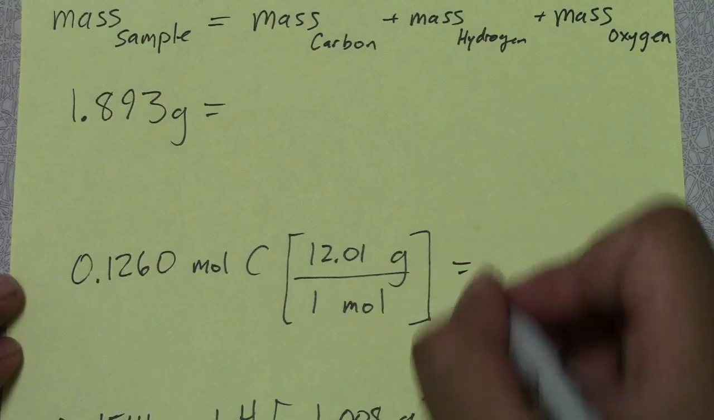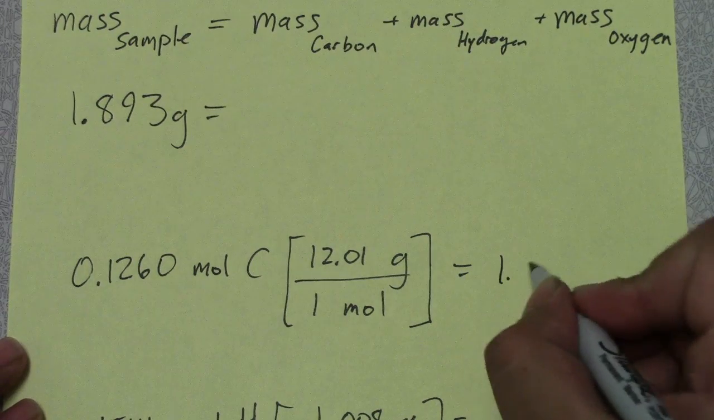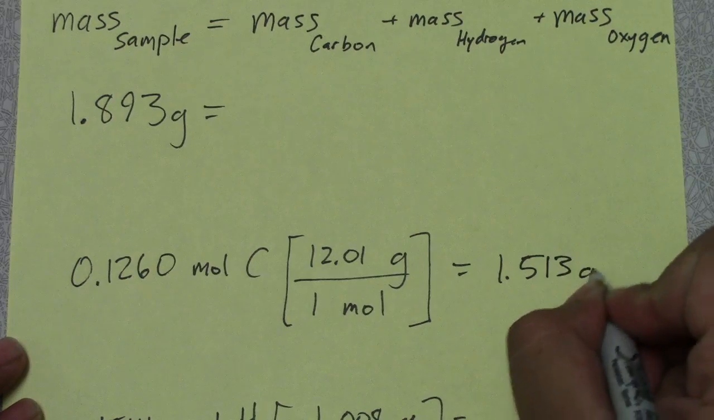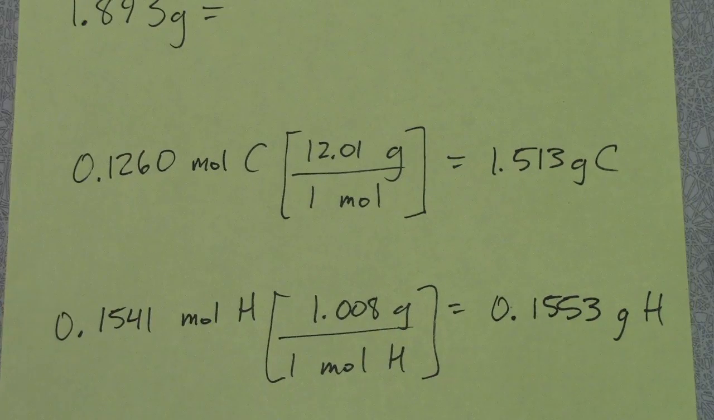All right, so we can go ahead and plug this into our calculator. If we do that, we will find values that we can subtract out. We should find 1.513 grams of carbon. We should also find only 0.1553 grams of hydrogen. And now I realize that wasn't on the screen. There you are. Now we have two masses. These are the amounts of mass of the sample that were taken up by things besides oxygen.